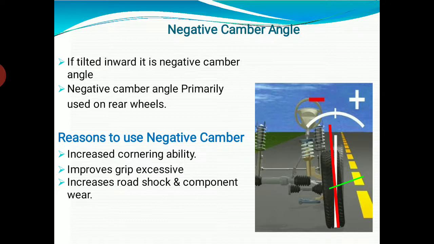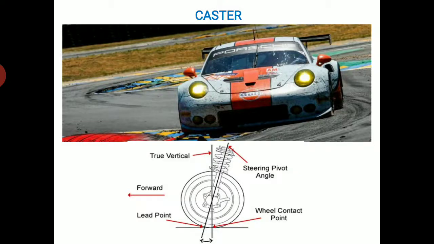So if I provide a negative camber angle, it is tilted inward, it is called negative camber, primarily used for rear wheels. The reasons are increased cornering ability and proper grip, but it increases road shock and component wear. The tire life will be reduced, and more friction will be there. So normally we have to check in such a way that the camber angle should be 0 in order to reduce the tire wear.